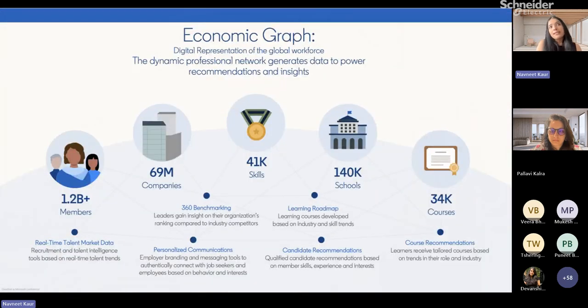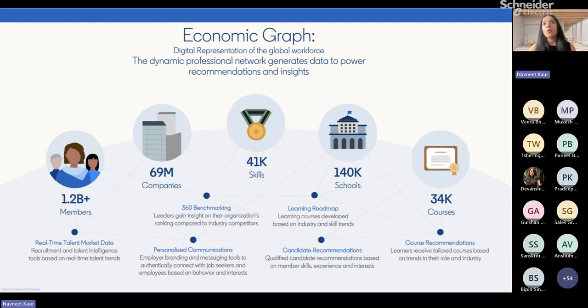When I say that our vision is an economic graph, this is what I mean. On LinkedIn, you have 1.2 billion plus members, working in 69 companies, with 41 plus K skill sets, graduating through 140K plus schools. We also have a lot of courses which keep updating based on the skill sets, member profiles, and the companies and schools they join. So what we really have is real-time data of talent. We can see what the workforce is doing in terms of data.